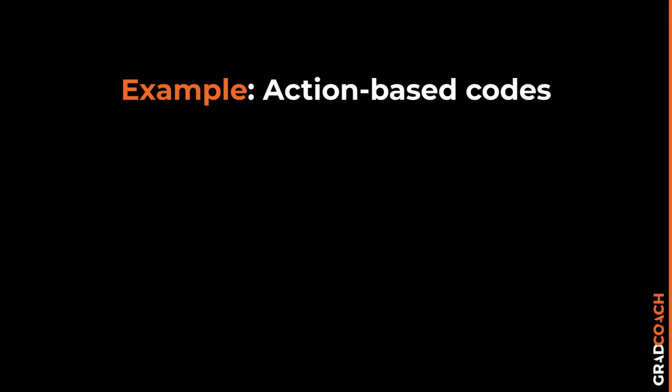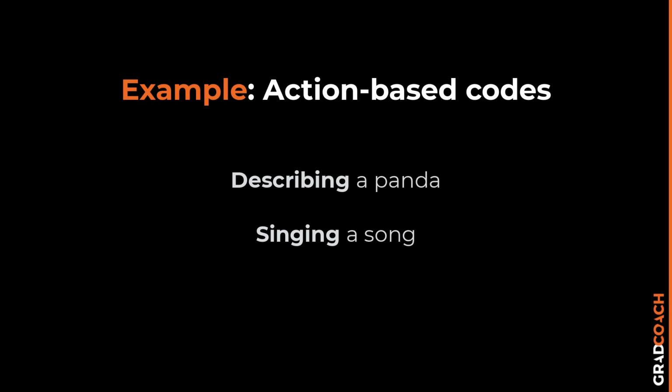Process coding is useful as it allows you to code parts of data that aren't necessarily spoken, but that are still important to understand the meaning of the texts. For example, you may have action codes such as describing a panda, singing a song, or arguing with a relative. Another example would be if a participant were to say something like, "I have no idea where she is."